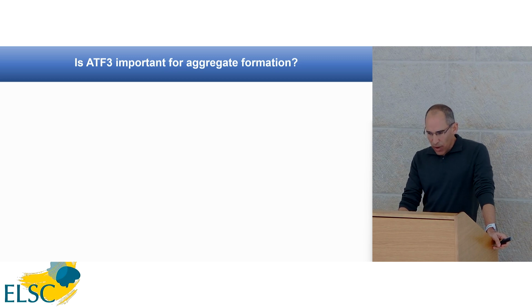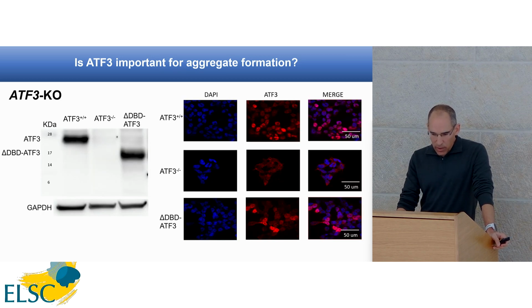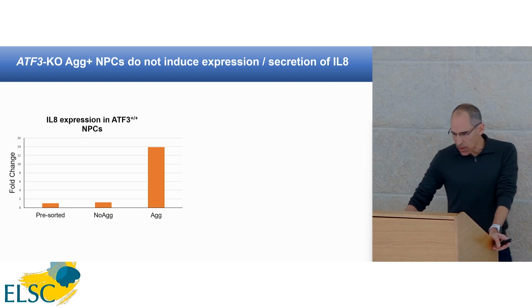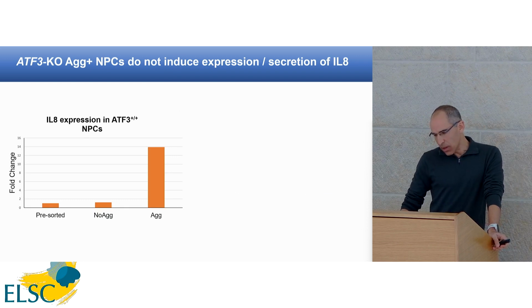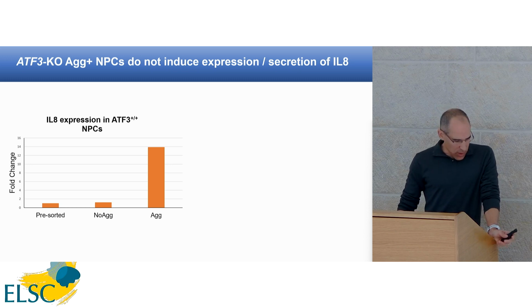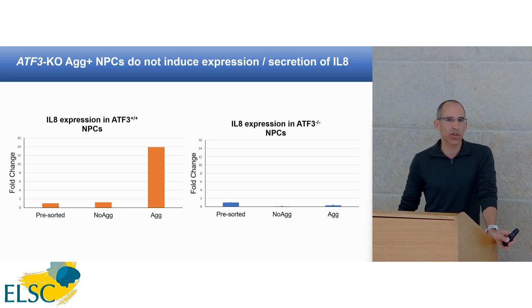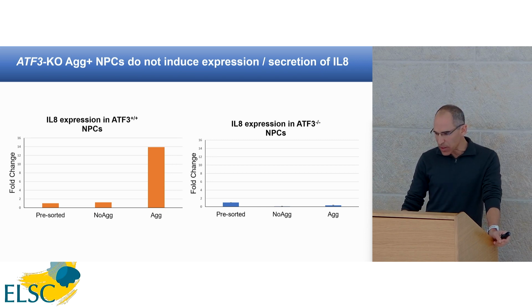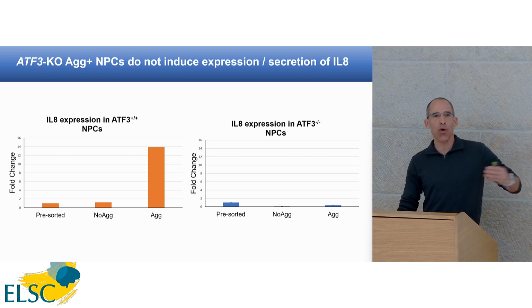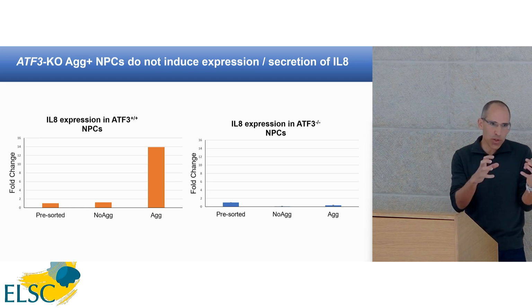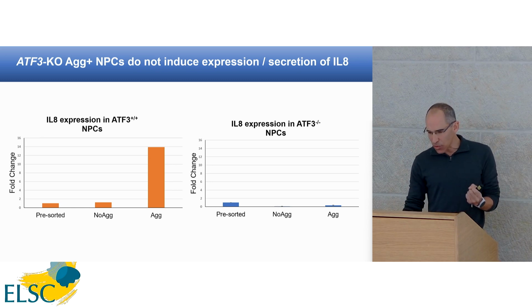So is ATF3 important for aggregate formation? Voila, she went and generated an ATF3 knockout in her cells, in the NPCs. And if you go and repeat this IL-8 expression experiment, these are wild-type cells, and in the absence of ATF3, there is no induction of these neuroinflammation genes. So ATF3 is required for this induction of genes, and the key experiment is when she now went back to the cells and did this sequential pulse-A experiment to enrich for this population of poly-Q containing cells.